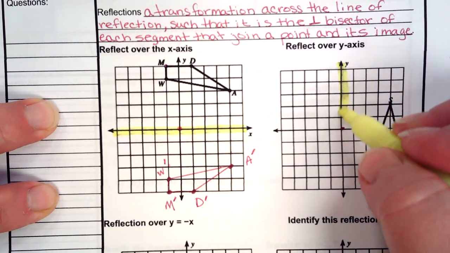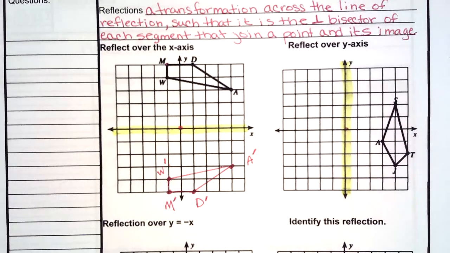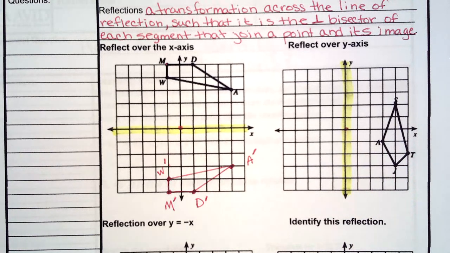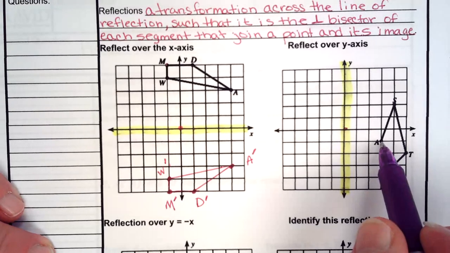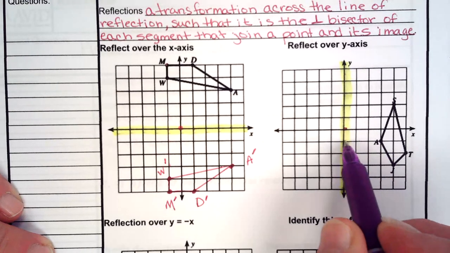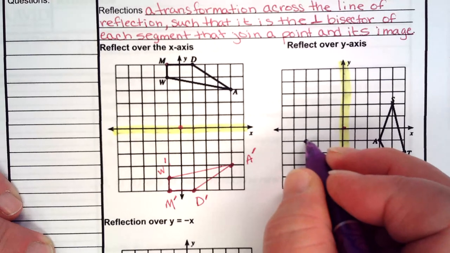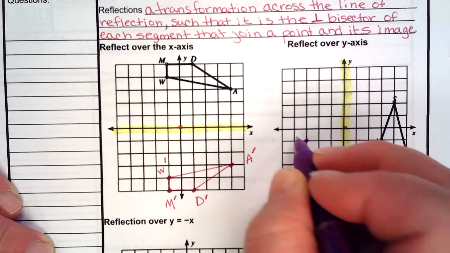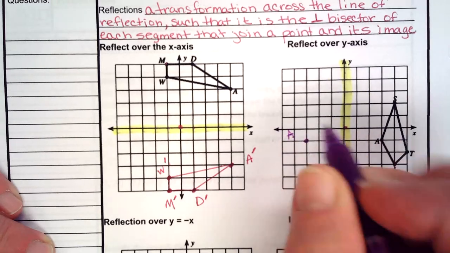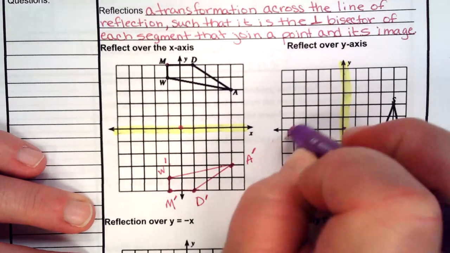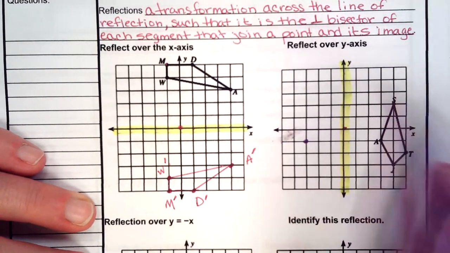Okay, the y-axis is here. Once again, I'm going to count. I'm looking at this. I go 1, 2, 3, 1, 2, 3. This becomes A prime. I'll put it on the other side because it'll reflect over into it.